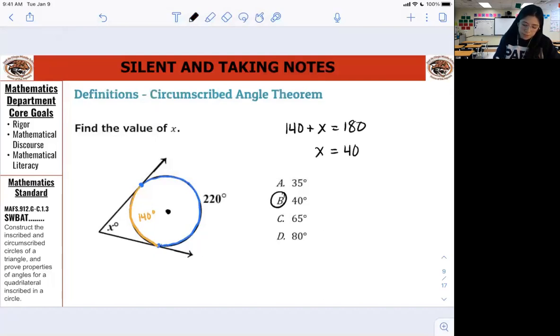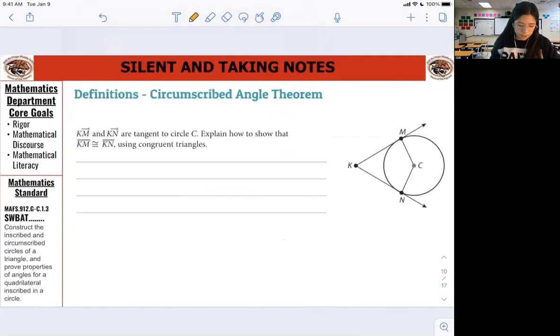Same idea as the previous problem. Just because the central angle isn't shown, even though they don't show it to you, the central angle and the arc are equal to each other no matter what. But in this case, we had to start by subtracting it from 360. So any questions on that? Okay.